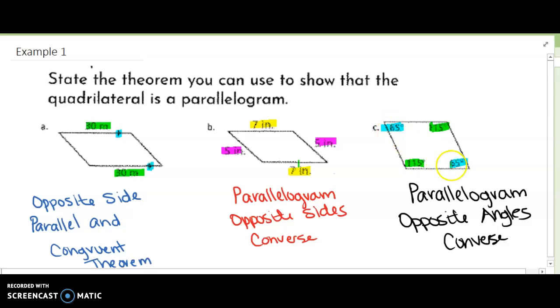And then on C, in blue, I've highlighted opposite angles that are 65 degrees, which means they're congruent. And then in green, the other pair of opposite angles are 115, which means they're also congruent. And so if both pairs of opposite angles are congruent, I can use the parallelogram opposite angles converse to show that this is a parallelogram.